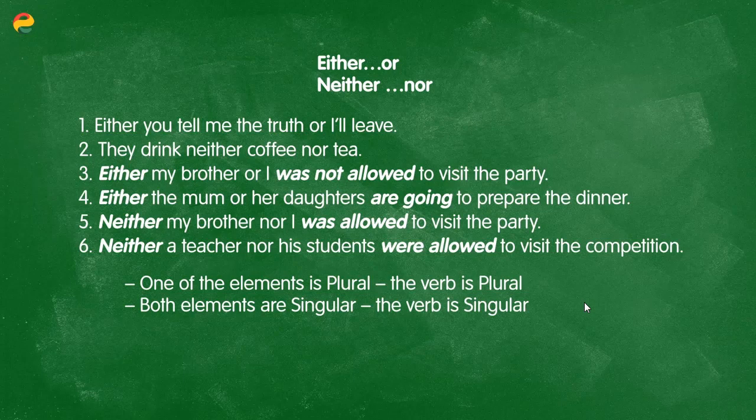Now, you may have noticed this, but if we're using singular nouns for both the either... or or the neither... nor, if both of my choices are singular, then I use the singular form of the verb. However, if even one of them is plural, then I will use the plural form of the following verb.